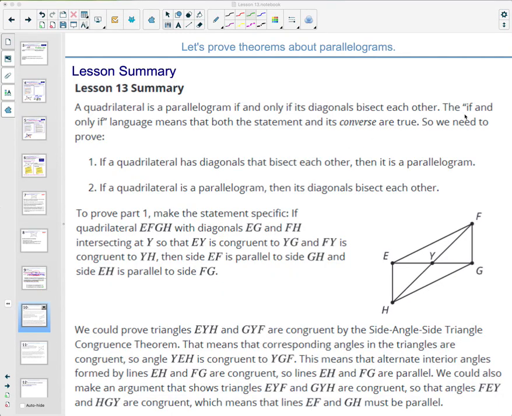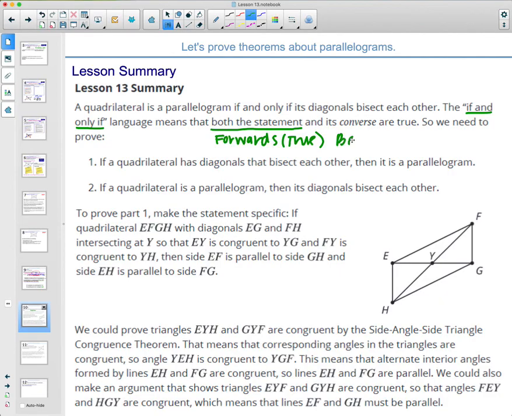So in the lesson summary, it again talks about that if and only if language, and that's only happening if both statements are true, if a statement's converse is true as well. So both statements means forward. I like to think of it as reading it forwards and backwards. Okay, so reading it forwards is true, and backwards is true.